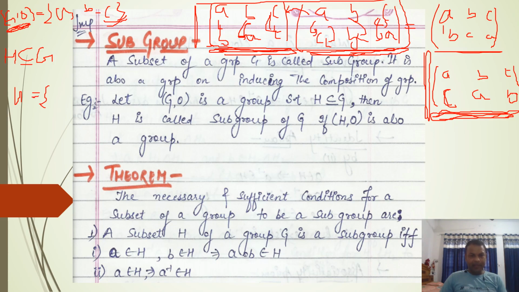Let me assume that the set H consists of only two elements, A and B. So here G is a group and H is a subset of this group G. Now this H is said to be a subgroup of G if it satisfies all four properties of the group G.